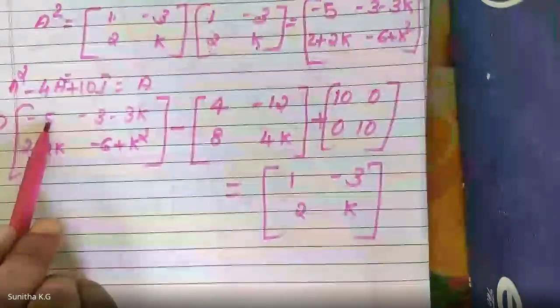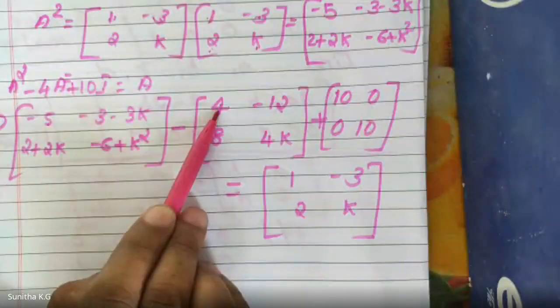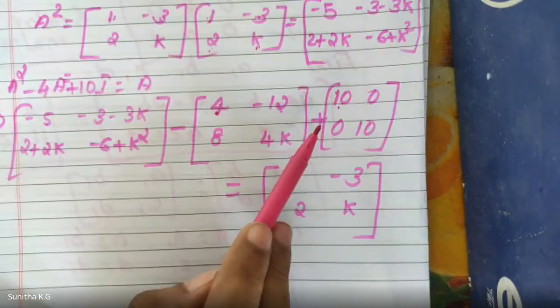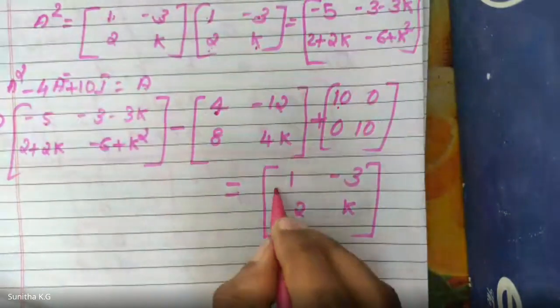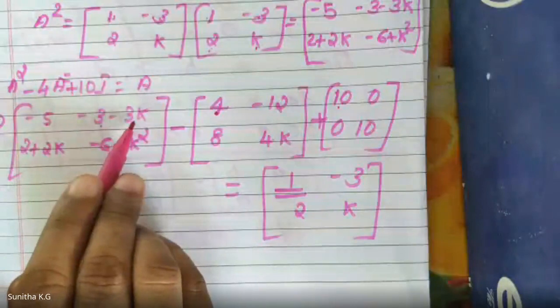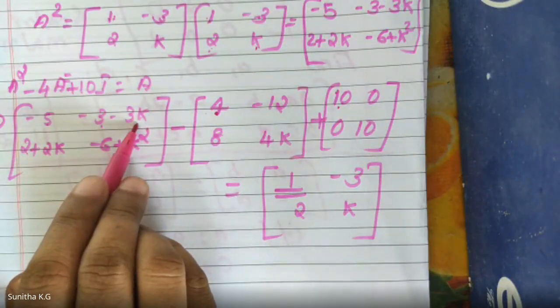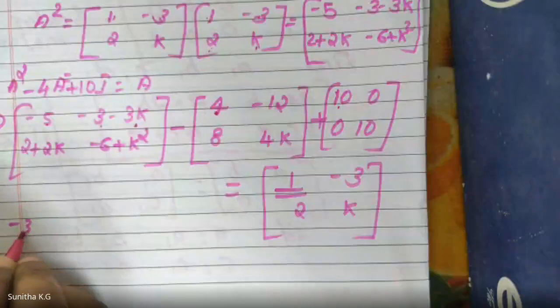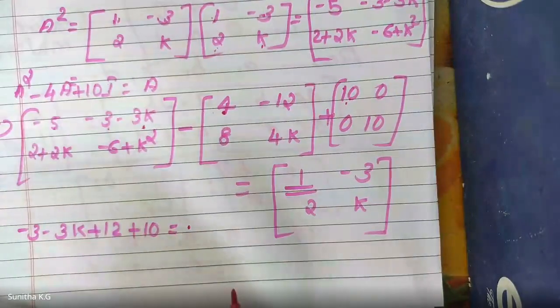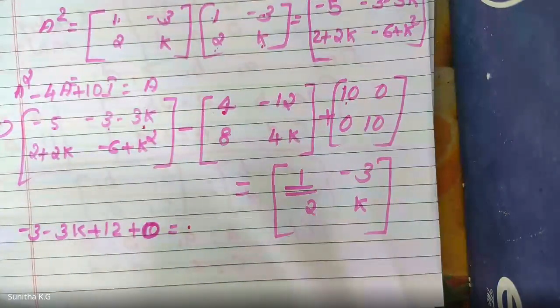Then first term, that is minus 5 minus 4. Minus 9. Minus 9 plus 10, that is equal to 1. Is it right here? Yes, teacher. Okay. Then what is the next case? Minus 3 minus 3k. Then plus 12, plus 0, equal to minus 3. Very good. Minus 3.